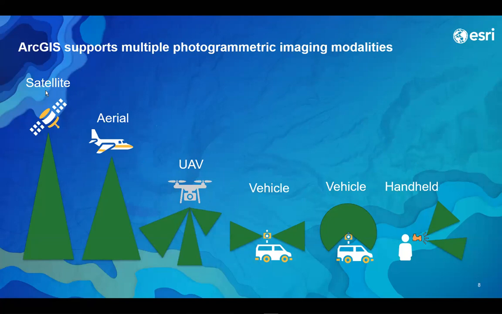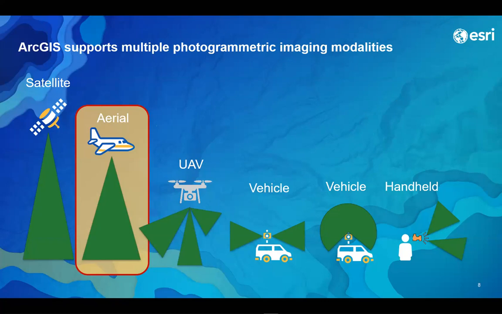Now, obviously, some of these are more applicable to some workflows than others, right? You're not going to do very large area mapping with a UAV, perhaps. You're not going to do very high resolution, centimeter level resolution with a satellite. So for the purposes of the demonstrations that I'm going to go over, we're going to be focusing primarily on the aerial mapping component. It is fixed wing or helicopter based sensors. We're going to leave UAV and the vehicle devices and the handheld and the satellite to another session. So that's the context that we're going to be working in today.